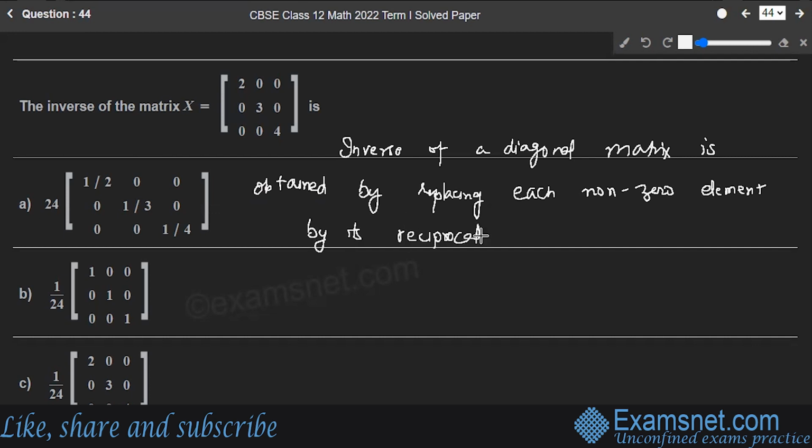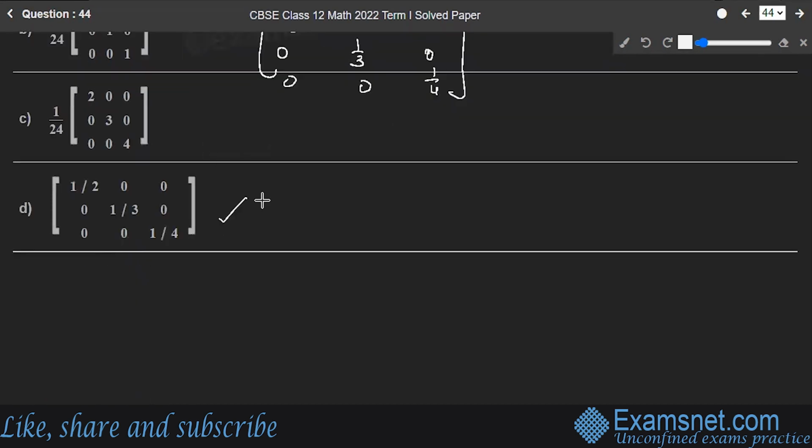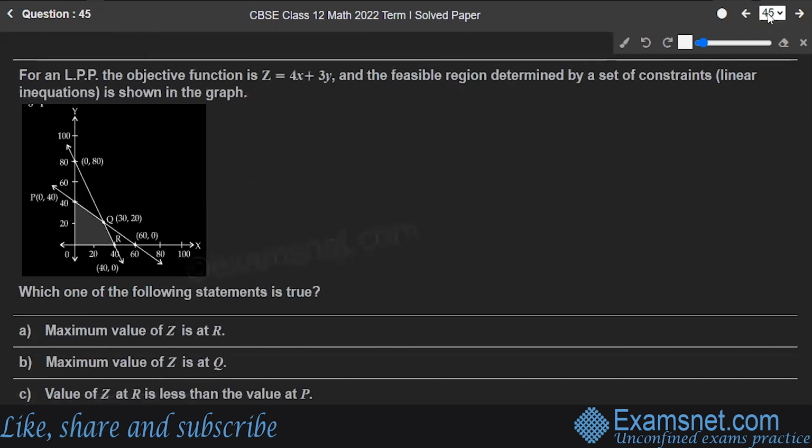So this will be given by 1 by 2, 0, 0, 0, 0, 1 by 3, 0, 0, 1 by 4. And this matches with option D. So this is the correct answer to the question, option D. Hope you got that. Next, let's move to question number 45, sorry.